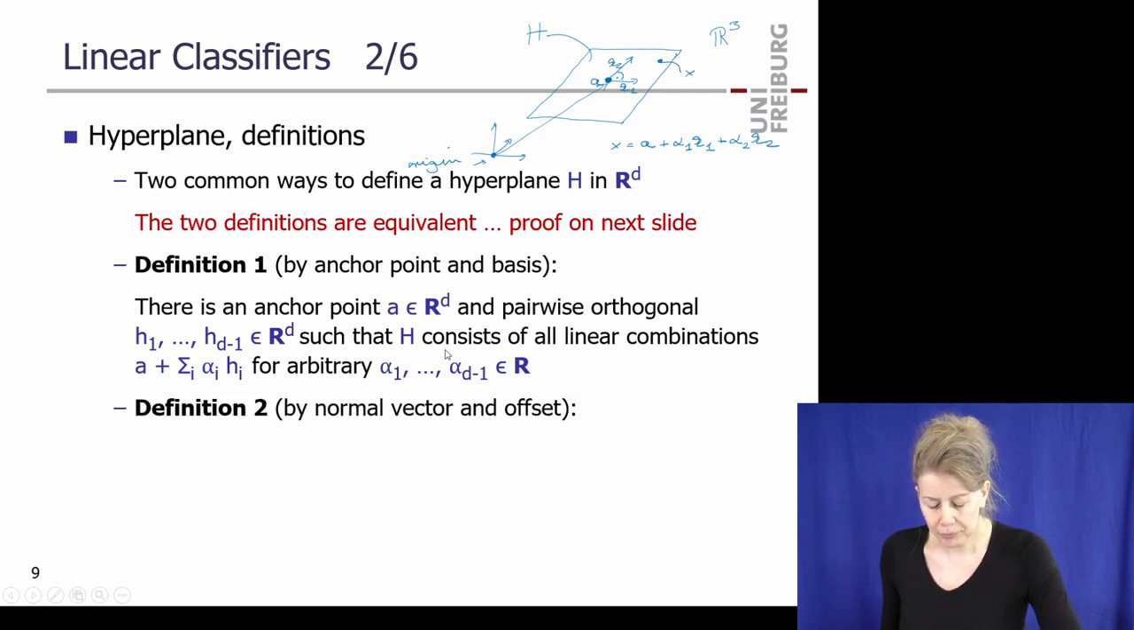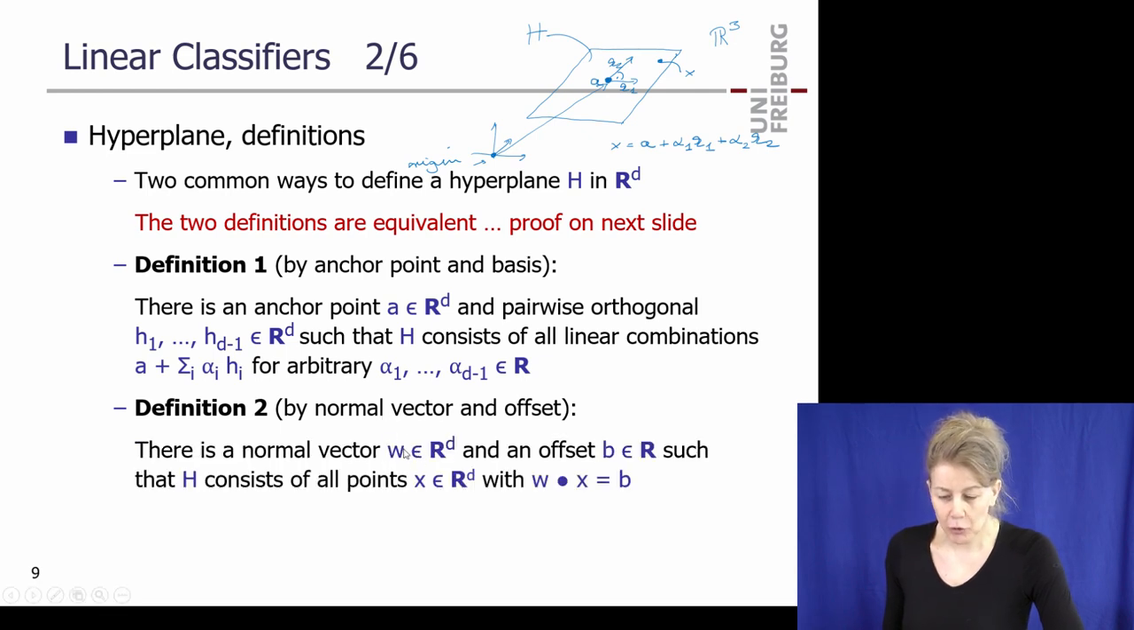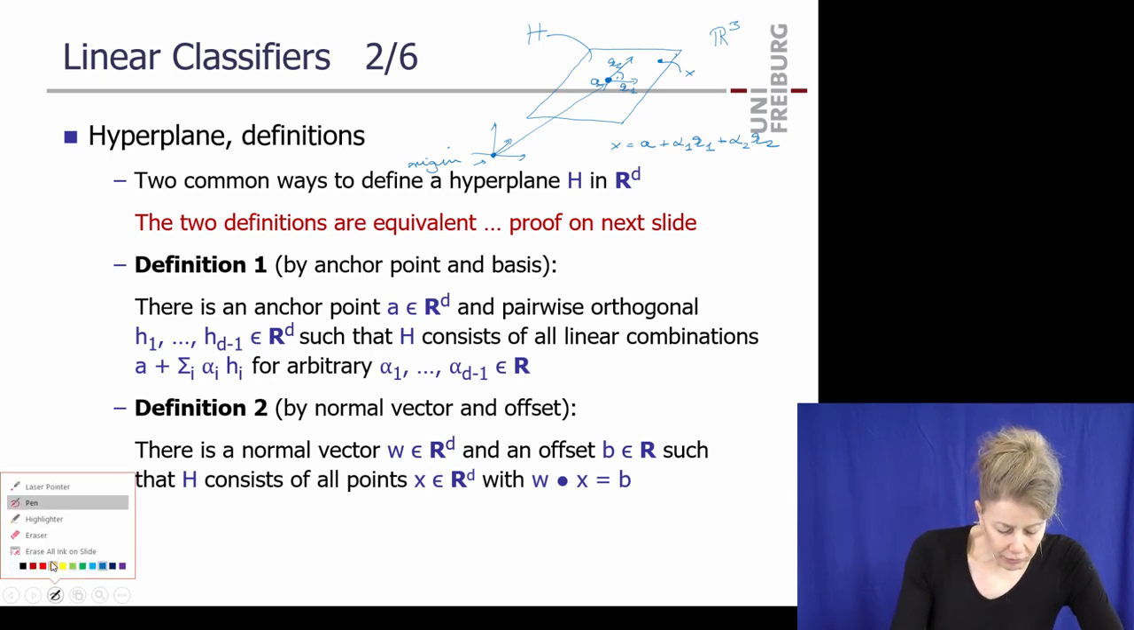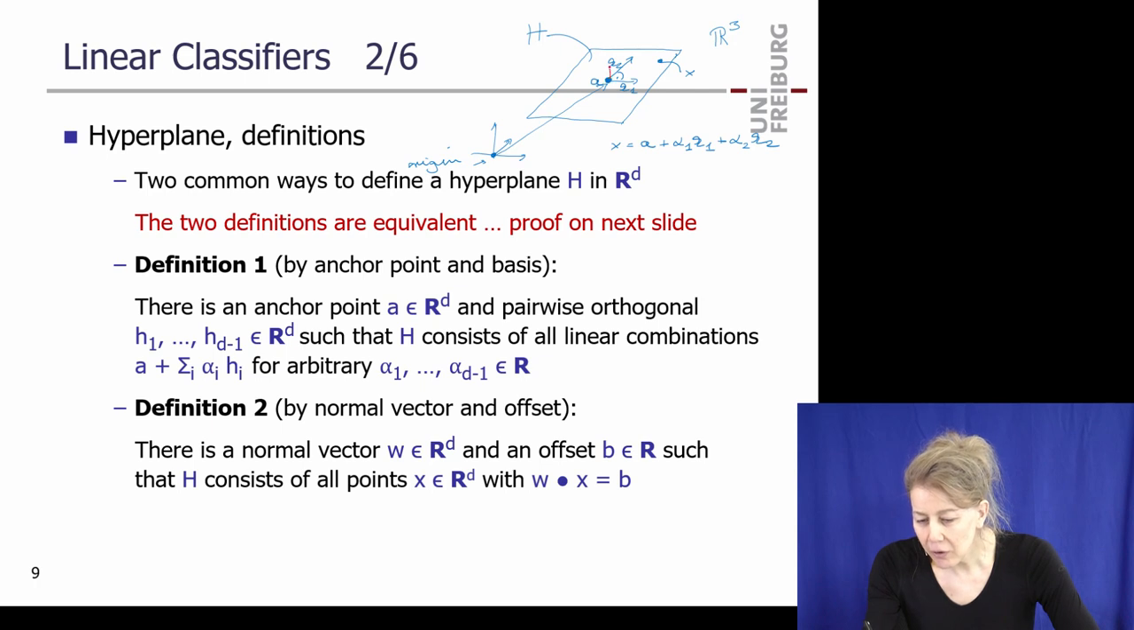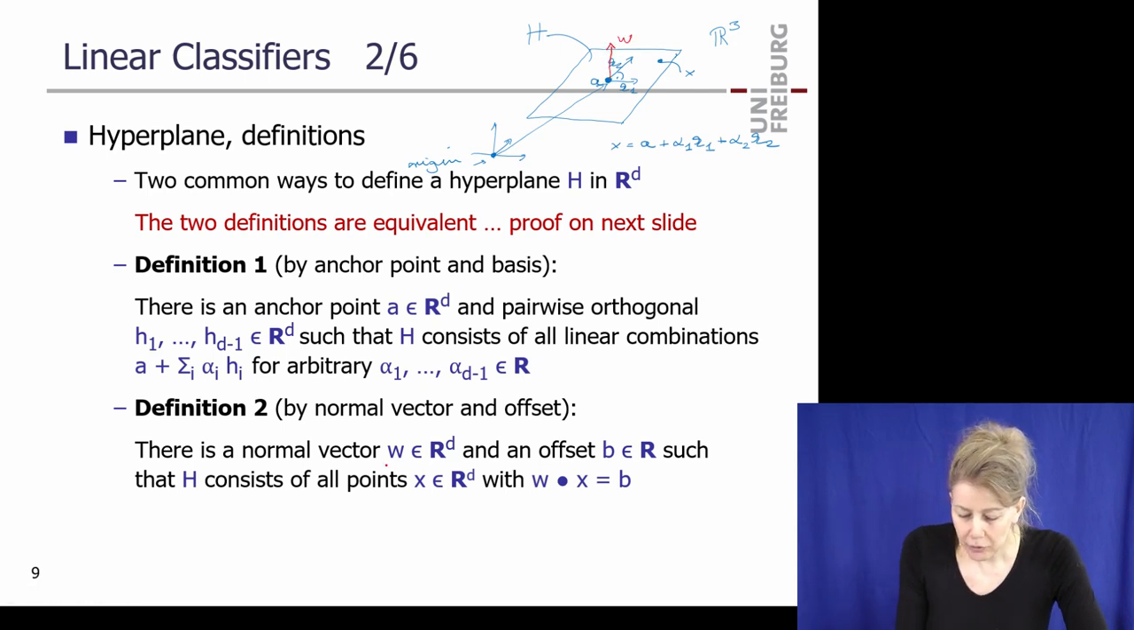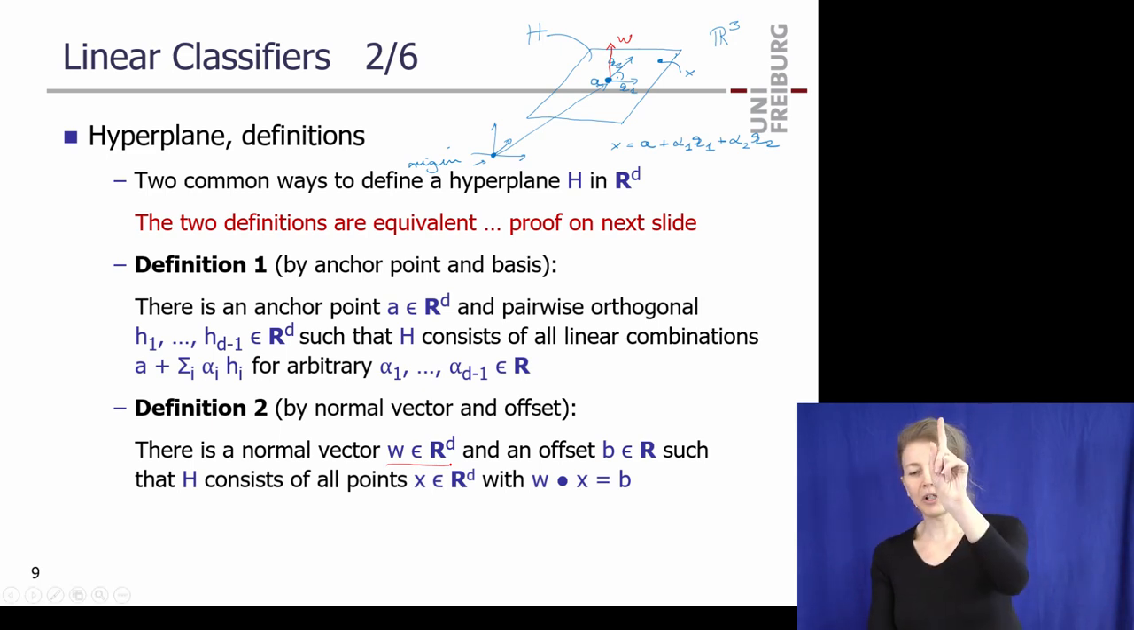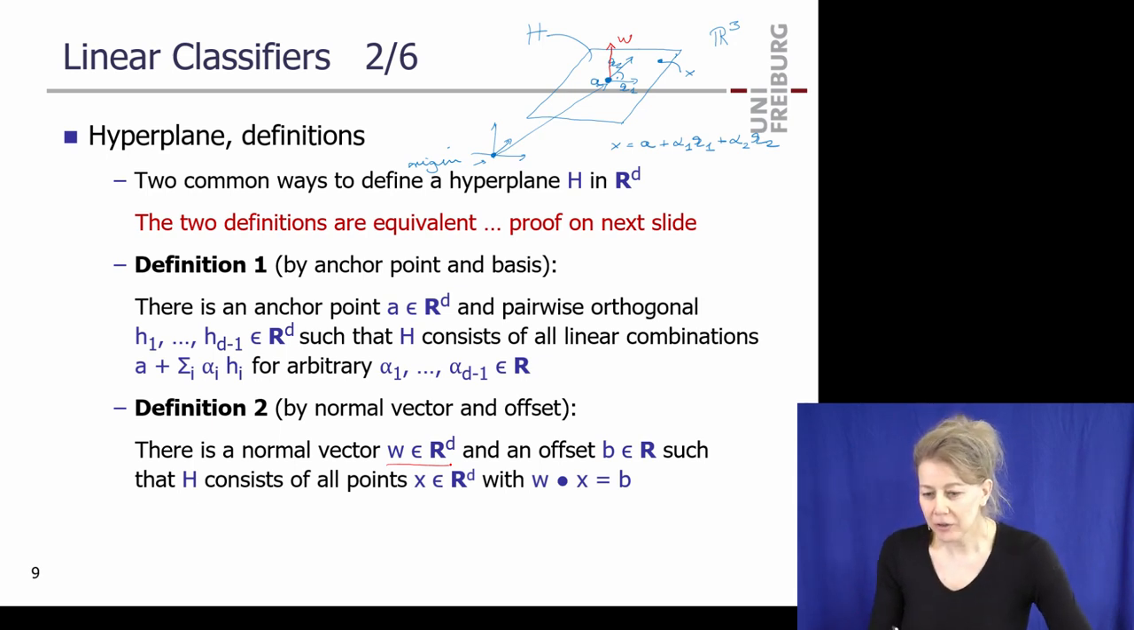Here's another definition, which uses a normal vector. It is a little harder to understand, but mathematically equivalent, and we will prove it. You have a normal vector W, which I draw like this. It is a D-dimensional vector, and it's normal, which means it's orthogonal to everything in the plane. There's only one such vector, because the plane is two-dimensional. And I have an offset B, which I cannot draw here, it's just a number. Now my hyperplane is simply all points x where the dot product of the normal vector and the point is B. This is not so intuitive, and it doesn't look the same as the first definition.